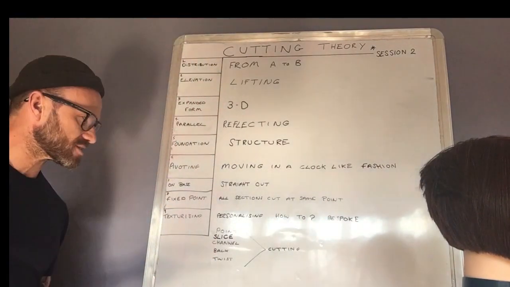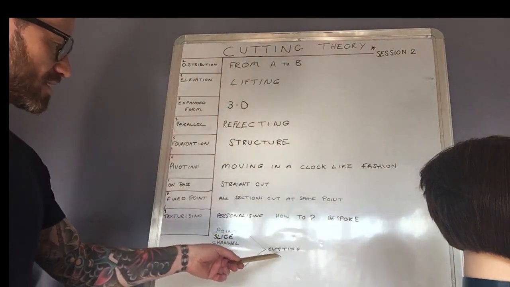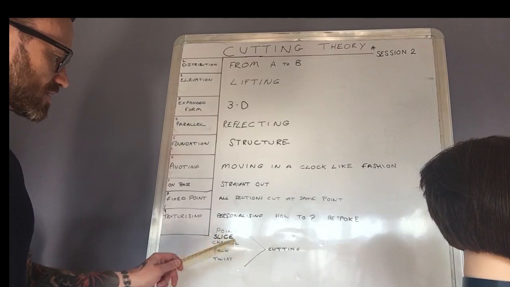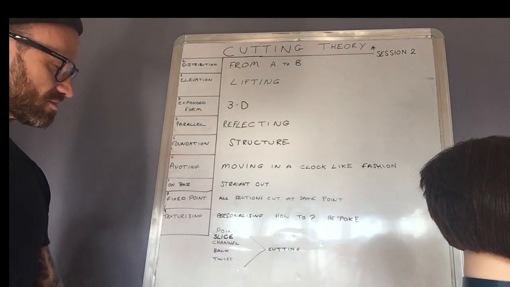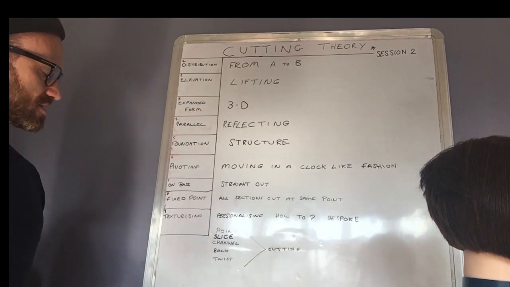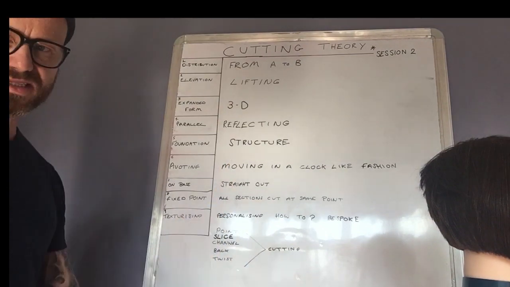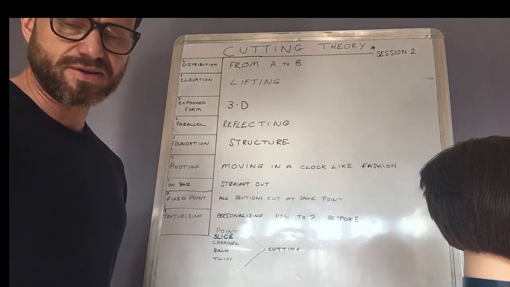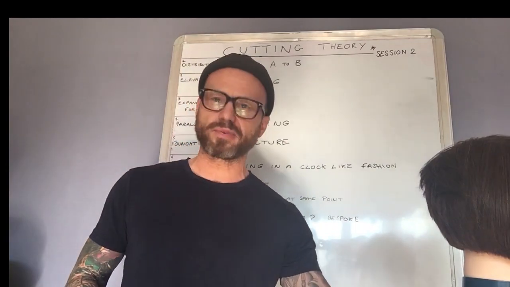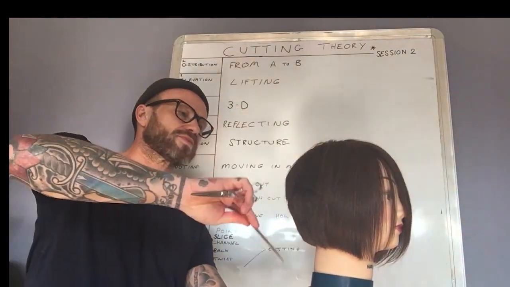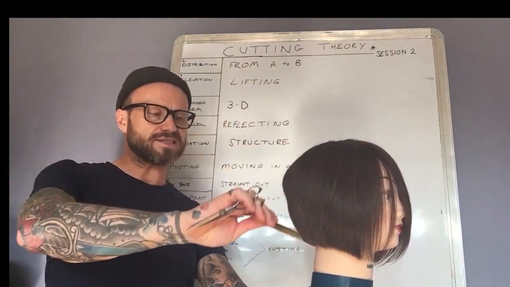So the first texturising technique is point cutting, okay? So we've got point, slice, channel, back, and twist, and they're all part of cutting. So point cutting, slice cutting, channel cutting, back cutting, twist cutting, okay? Let's go through each one with you. So point cutting is the most popular, and what does it do? It really emphasises the ends of the hair.